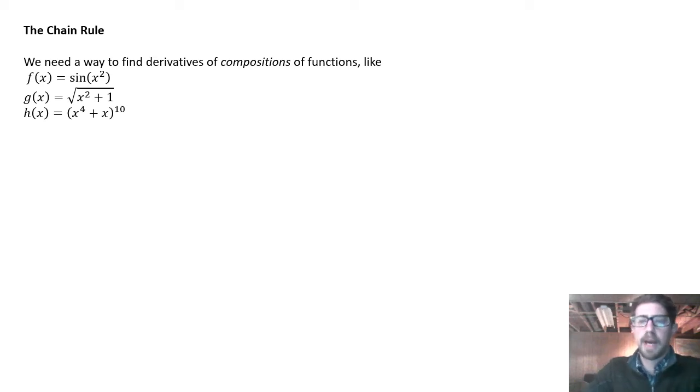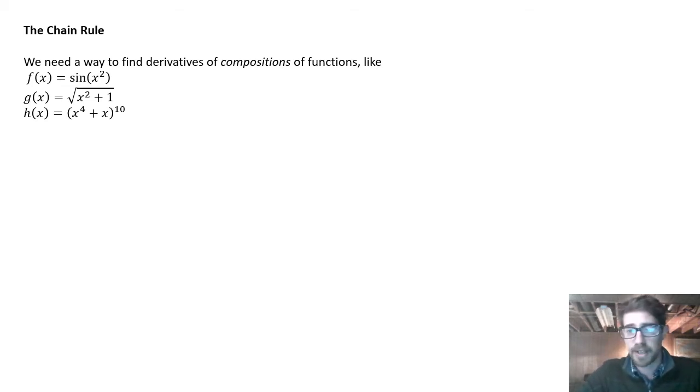The only way to combine functions that we haven't seen yet is to compose them. A composition of functions just means one function inside of another one. So sine of x squared, right? That's a function inside of another one, a function of a function. Square root of x squared plus 1, that's inside a radical.